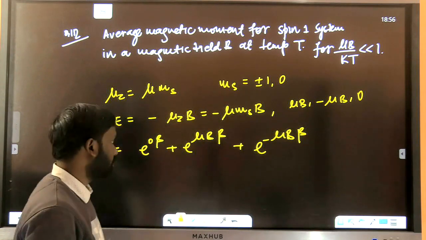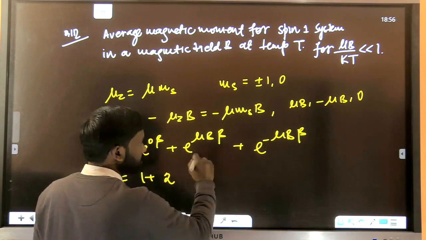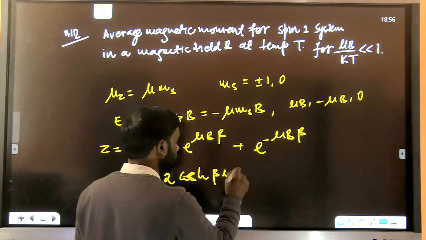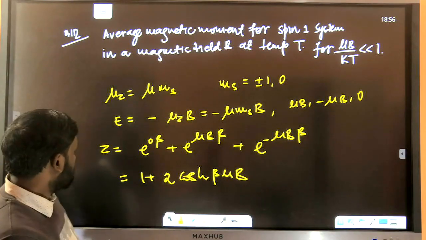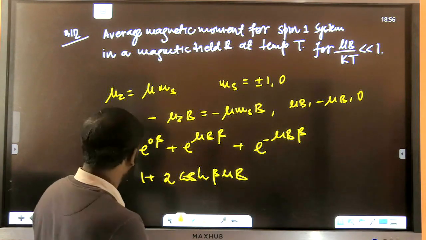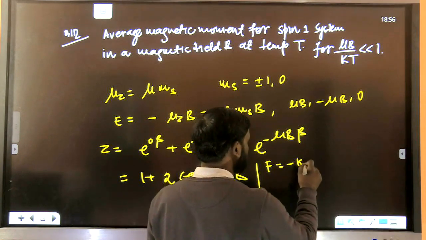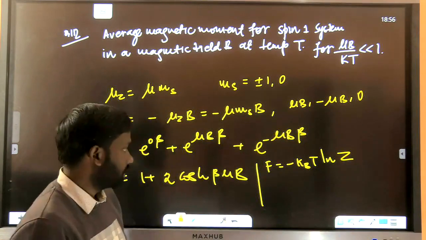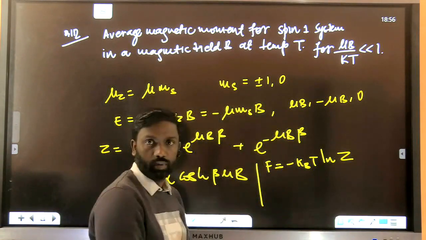That's the partition function. So this I can write as 1 plus 2 times cosine hyperbolic beta mu into b, where b is the magnetic field here. So that's the partition function. Now you can write the free energy, F is equal to minus kBT ln Z. That's the Helmholtz free energy, and from here you can get the average magnetic moment.